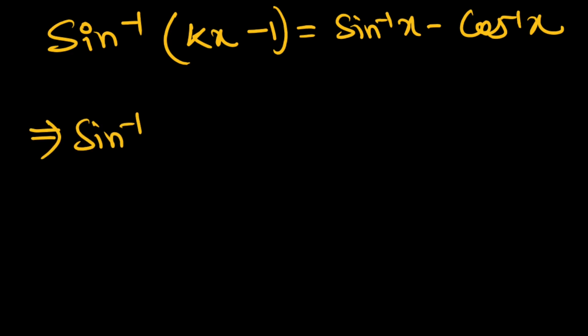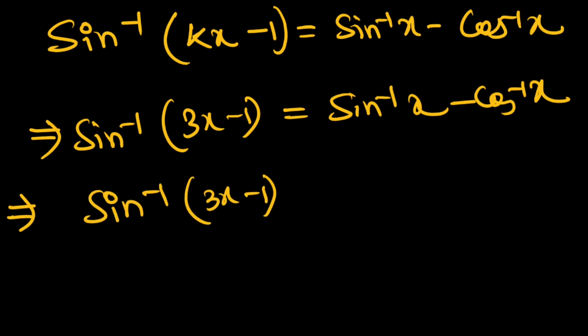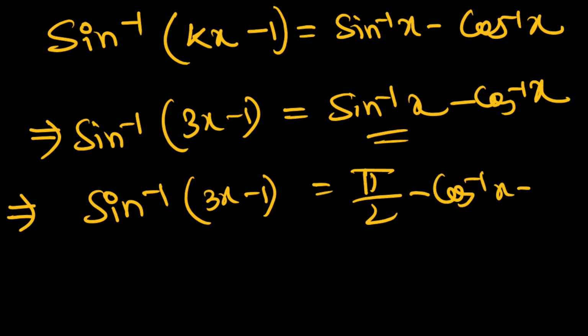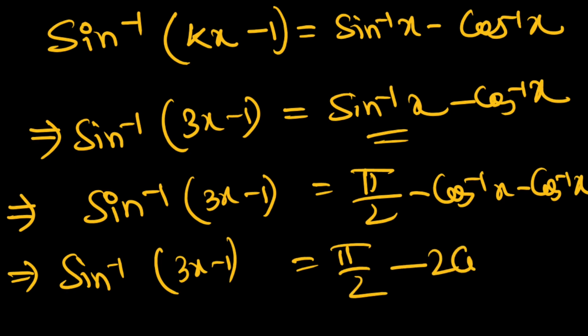So sine inverse (3x minus 1) is equal to sine inverse x minus cos inverse x. We know that sine inverse x plus cos inverse x is equal to pi by 2. So we replace sine inverse x with pi by 2 minus cos inverse x, and the cos inverse x remains the same. Therefore sine inverse (3x minus 1) is equal to pi by 2 minus 2 cos inverse x. Why do we replace this value here?